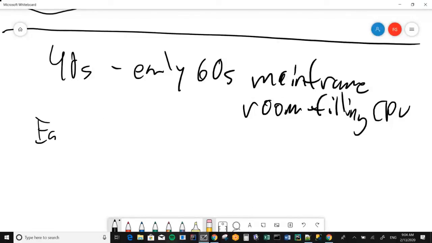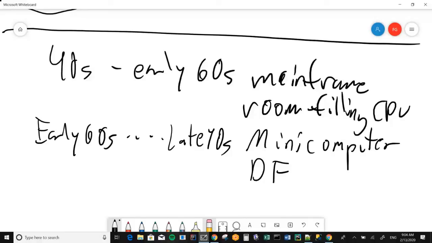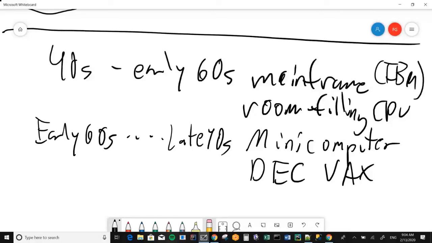Starting in the early 60s and influential perhaps to the late 70s or so is what is called a minicomputer. A historical example of this would be something like the DEC VAX. When you think about mainframe, think early IBM. Actually, they still make them to this day. So the DEC VAX was a typical minicomputer.